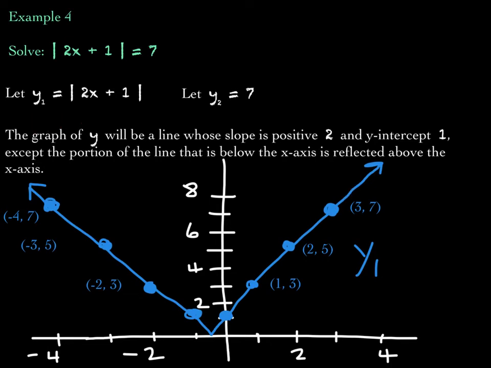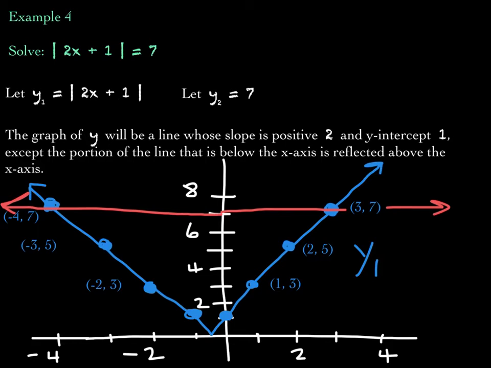And then I'm going to call y sub 2 7. So remember, 7 is just a constant. And also remember that the graph of any constant is just a horizontal line. So this is the graph of y equal to 7, or y sub 2 or whatever, equal to 7, okay? So this is the graphical approach.